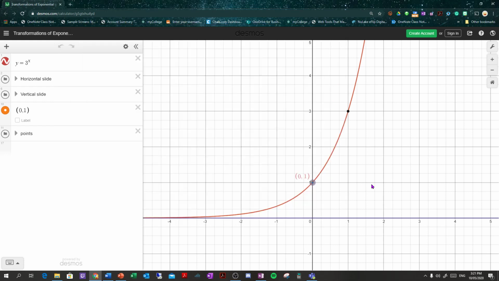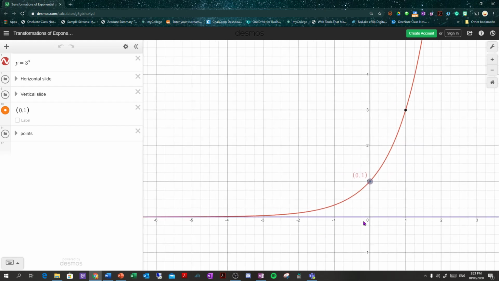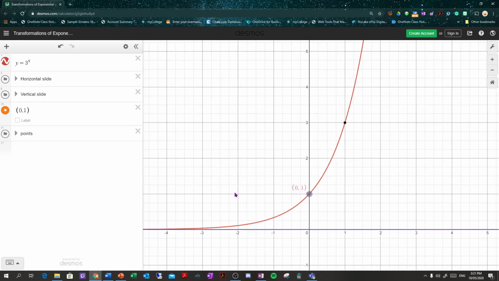Okay, let's take a quick look at transformations of exponential graphs. We know there are a number of features for the parent function, like y equals 3^x. We know the y-intercept is at (0, 1), one of the points is (1, 3), and the x-axis, y equals 0, is the asymptote. So we need to know those basic features.